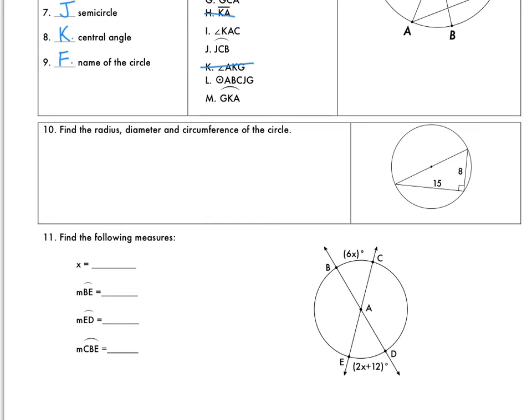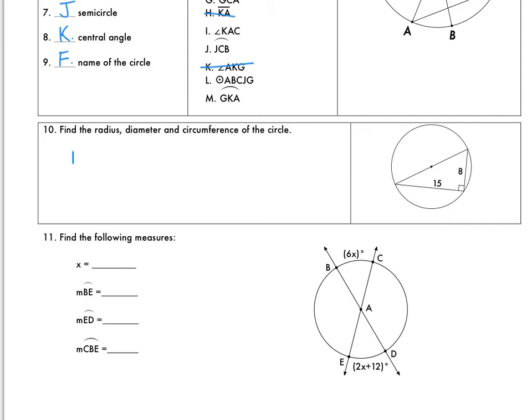Okay, moving on. Find the radius, diameter, and circumference of the circle. We're given an inscribed figure, a triangle. You're probably thinking, how in the world can we do this? Well, we can find this length right here, which is a diameter because its endpoints are on the circle and it goes through the center. We can find it by using the Pythagorean theorem because we've got a right triangle here.